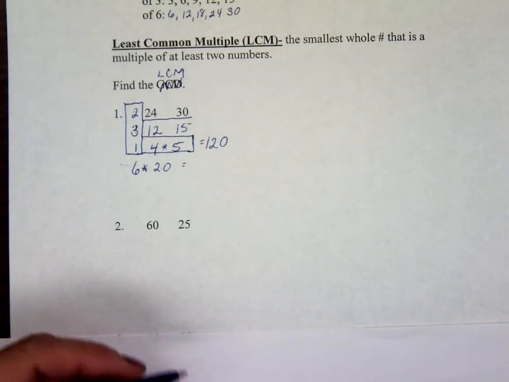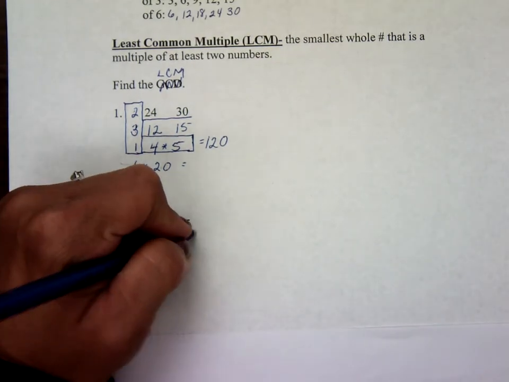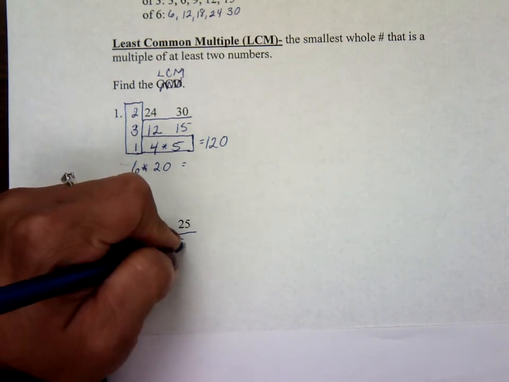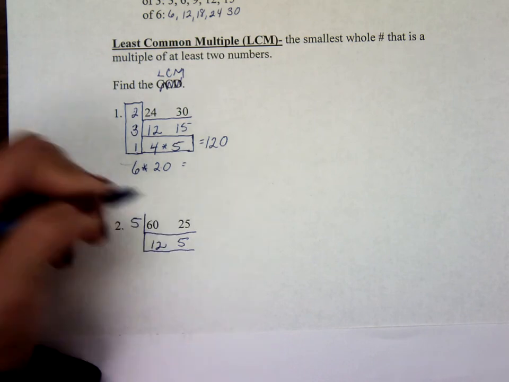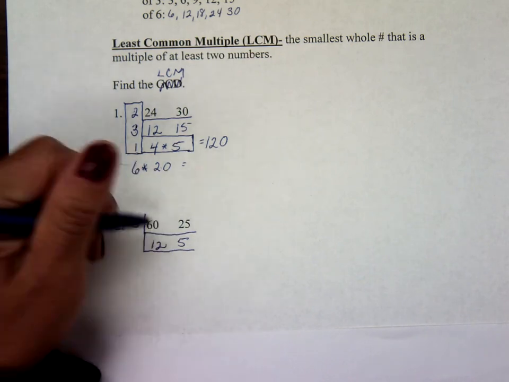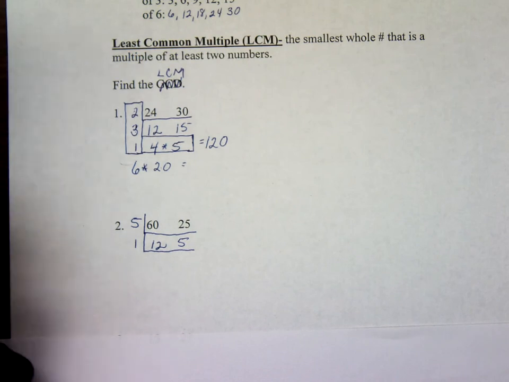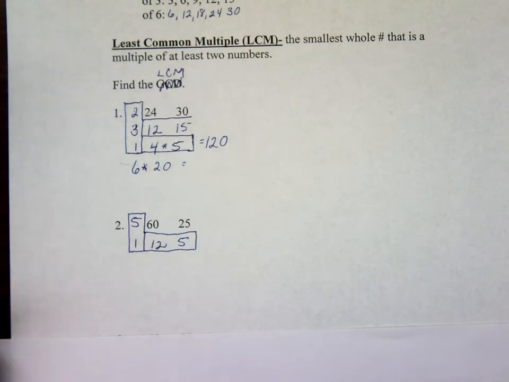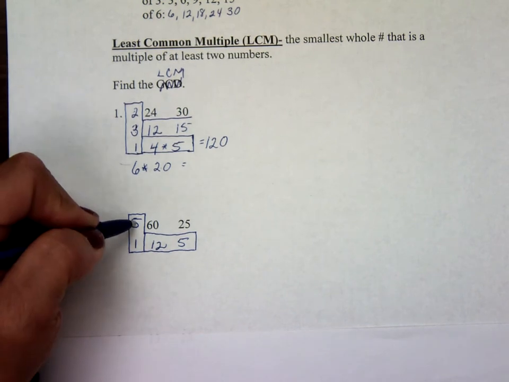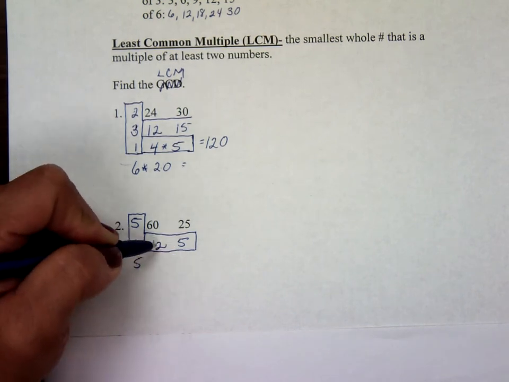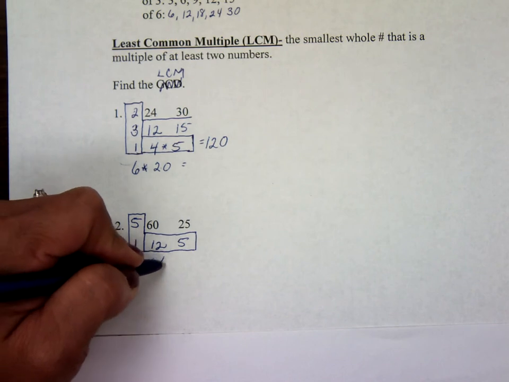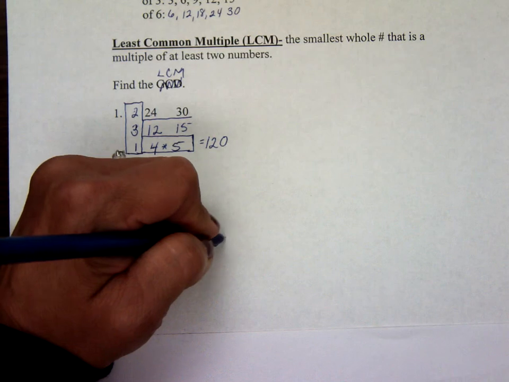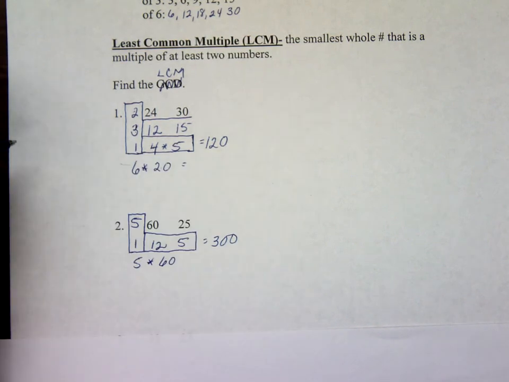So you should have known that 5 will go into both of those numbers, which is 12, and 5 goes into 25 5 times. A number that they both go into is 1. Okay, now what you do is make your L. Multiply down: 5 times 1 is 5. Multiply across: 12 times 5 is 60. And 60 times 5 is 300. So your LCM is 300.